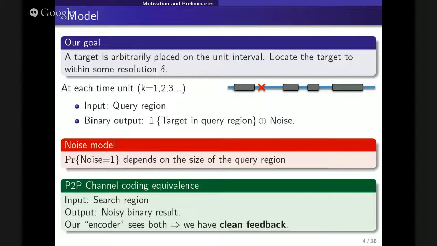So if we force ourselves at this point to look at it as a channel coding problem, we can think of these gray regions as the input to the channel. We can think of this binary output as the noisy output of the channel. And in this case, there is only one controller which sees both. It sees both the input and the output, and this means that from a channel coding perspective, we have clean feedback. We see both input and output to the channel, and we'll use it a lot in the following slides.